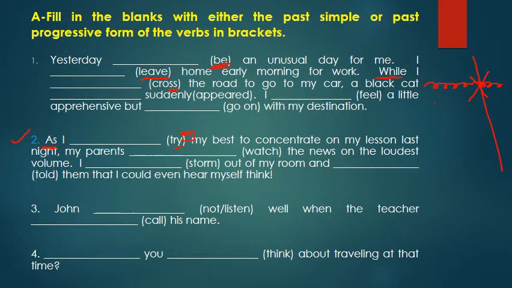Couldn't. Number 3, John didn't listen well. Remember, I asked only for two tenses, past simple and past progressive. I was specific. John didn't listen. Okay, I need to write the negative form of listen. How do I do that? I need to add the verb did in the past tense. John didn't listen well when the teacher called his name.